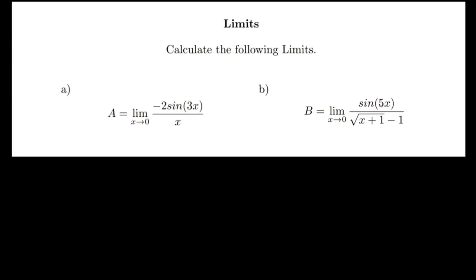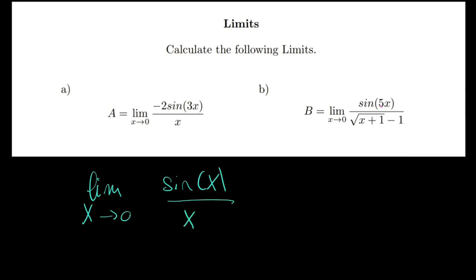Let's start with the first one. We see that we have sinus of something that will tend to 0 over something that will tend to 0, and this should remind you directly of the limit that you know. Limit when something tends to 0 of sinus of this thing over this same thing is equal to 1. You have to know this. Where does it come from?